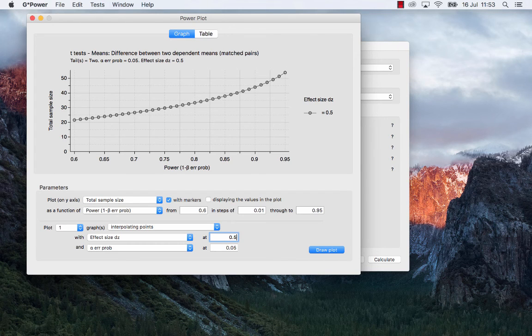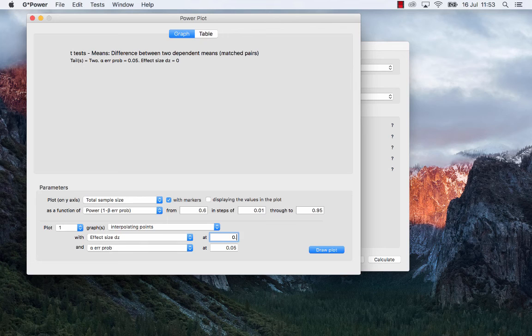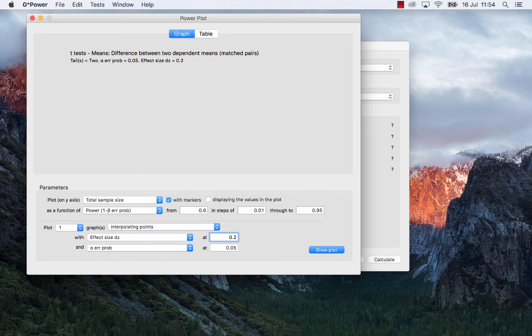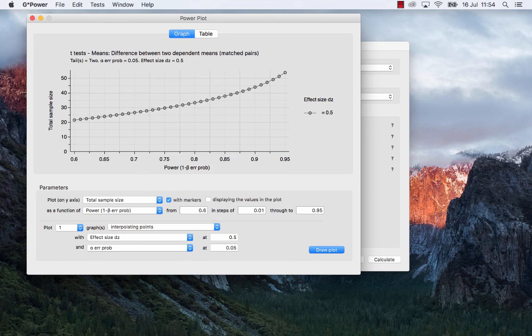If I input a small effect size, so I'm looking to detect a small effect size, the sample size changes dramatically. So in order to detect a small effect size of 0.2 at power 0.8, that is 80%, the sample size is now a lot larger than it would be if I were looking at identifying a 0.5 effect size.